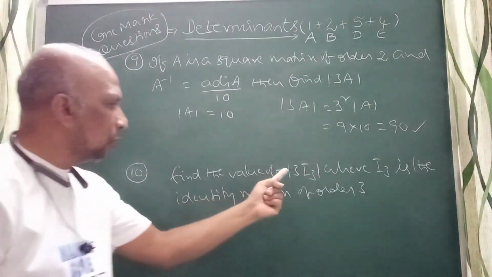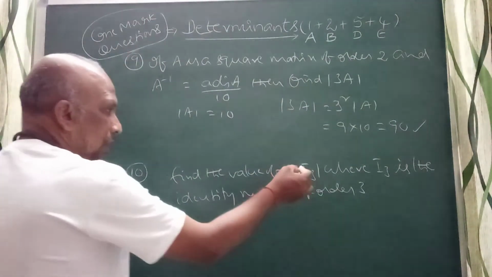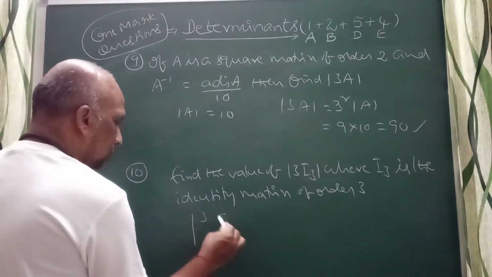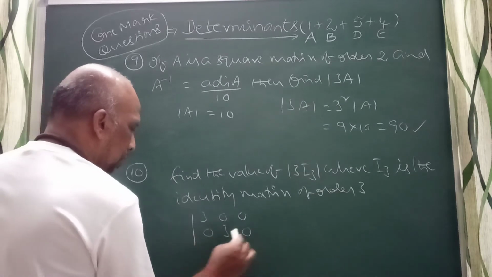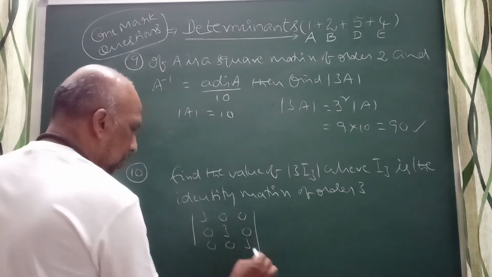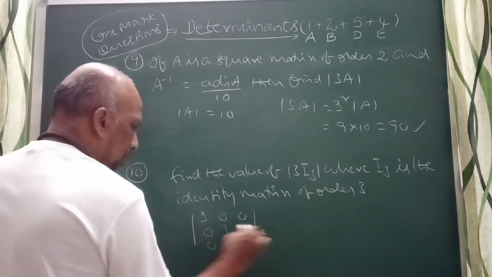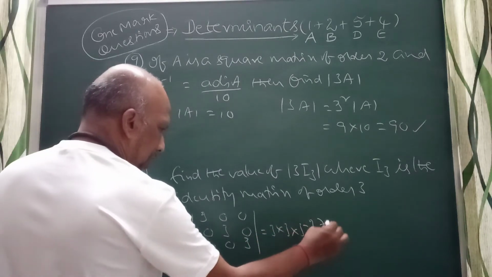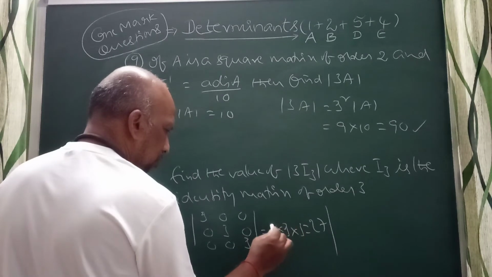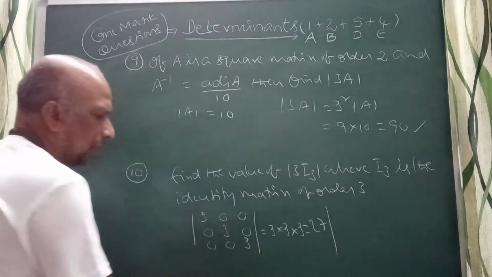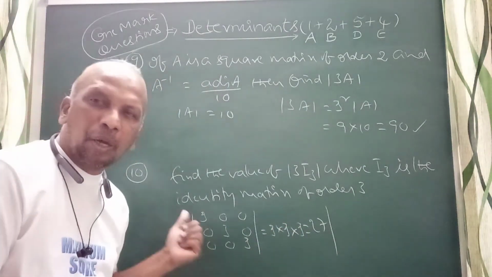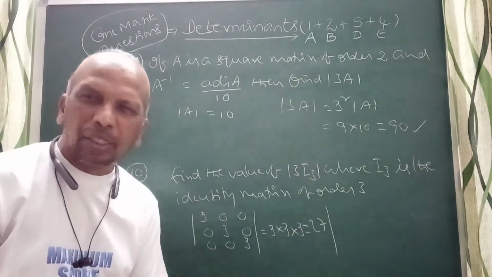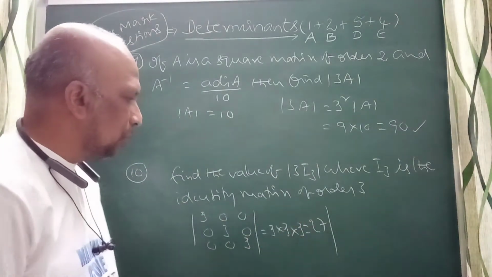Coming to here, find the value of delta of 3I3. I can write 3I3 as the matrix 3 0 0, 0 3 0, 0 0 3. So directly we will get 3 into 3 into 3, so 27 I will get, right? Multiplying this, 27 is our answer. It's a diagonal matrix, so the determinant is the product of the principal diagonal elements. It gives determinant value 27.